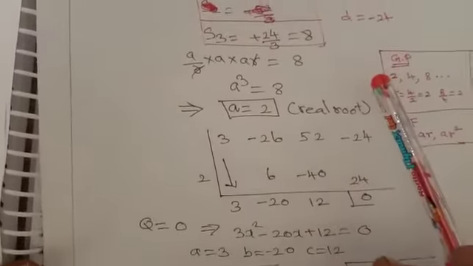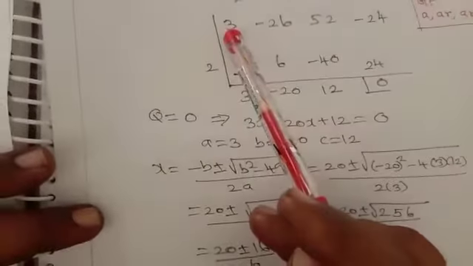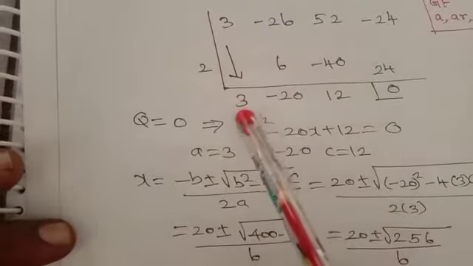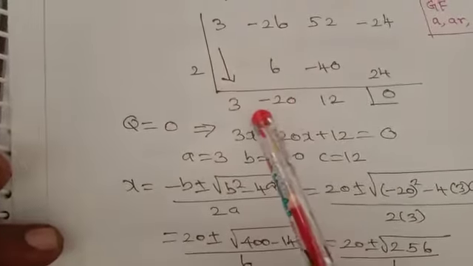Now, again we are going for synthetic division. What are the coefficients? 3, minus 26, 52, minus 24. Bring down this 3 here. 3 into 2, 6. So this is minus 20.